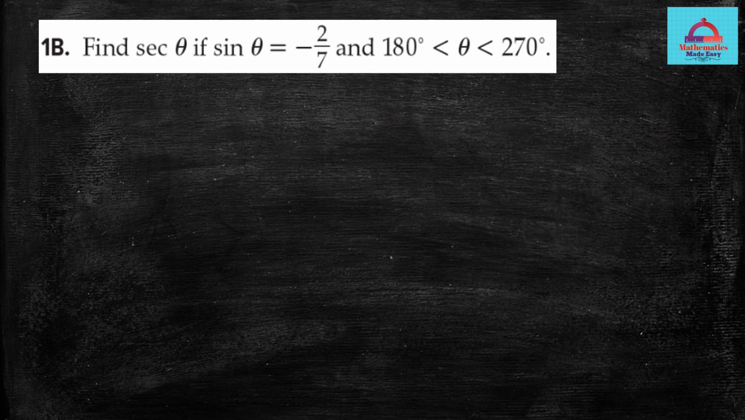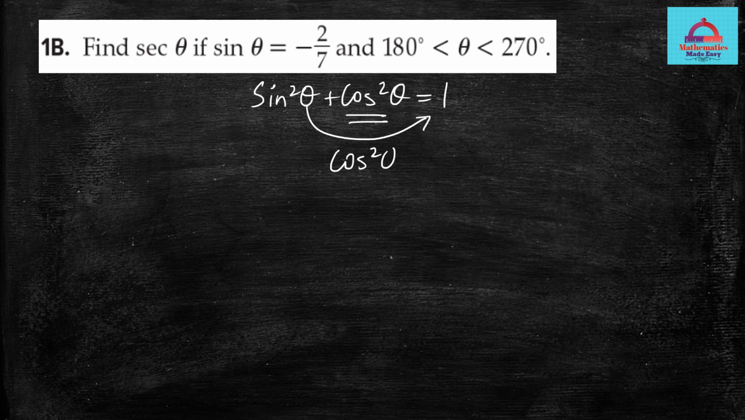Okay, let's solve another question. Again, we are going to use the Pythagorean identity, sine square theta plus cos square theta equal to 1. Sine theta is given, so I need cos theta. I'm going to move this on the other side. So cos square theta is 1 minus sine square theta. Plug in the value given and take the square.